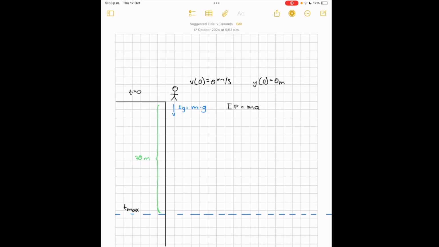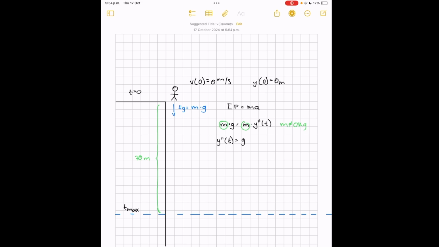And since the only force acting on this person is m times g, we can define our differential equation to be the mass times the acceleration, which we'll define as the second derivative of the position. Notice that both sides of the equation contain the mass, and since we know for a fact that the mass of the person cannot be 0, we can safely divide both sides and get our differential equation: y double prime equals just the gravitational acceleration g.